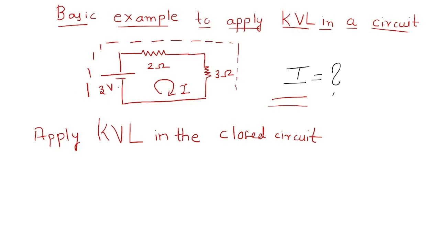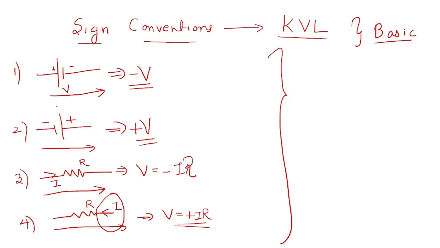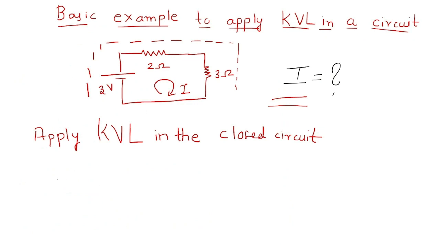So I am moving from minus to plus. What we had learned, when we are going from minus to plus, it is plus V, right? When I'm moving from minus to plus, it is plus V. So it's going to be a plus 3, correct? Because I'm going from minus to plus. Now I'm moving in the same direction in which current is going, right? The current will be moving this way, right?